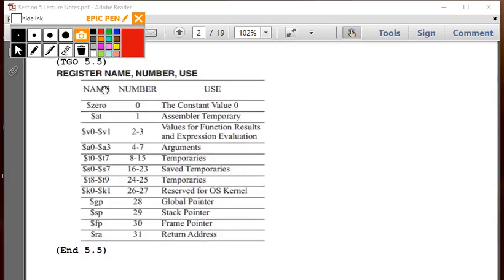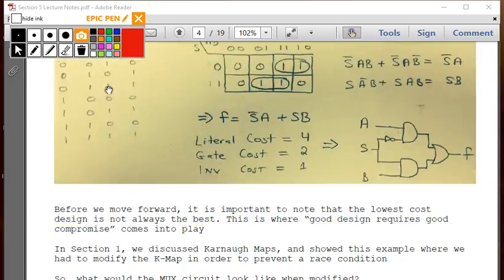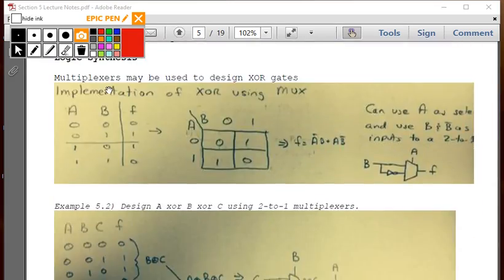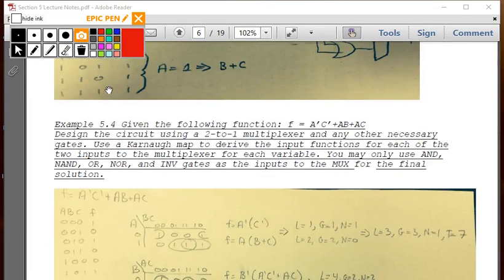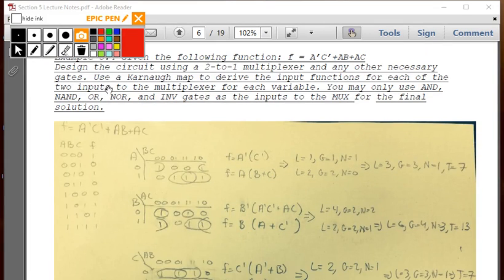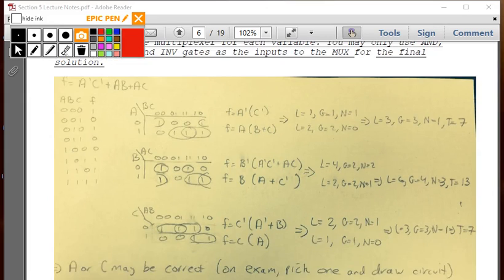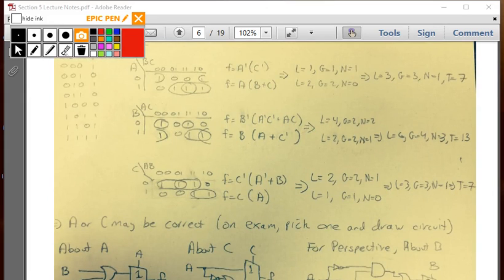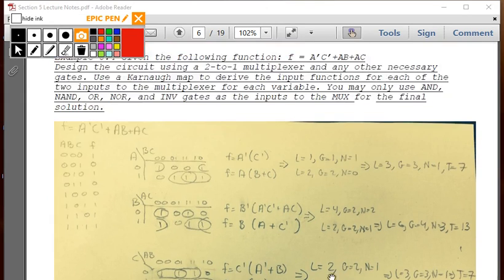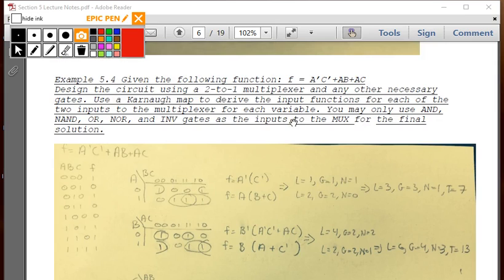So number 2, recall I introduced this multiplexer problem here, 5.4. Remember this is the exact problem. You don't have to include all these gate costs, but those are the exact solutions here. I gave the exact same word-for-word problem.